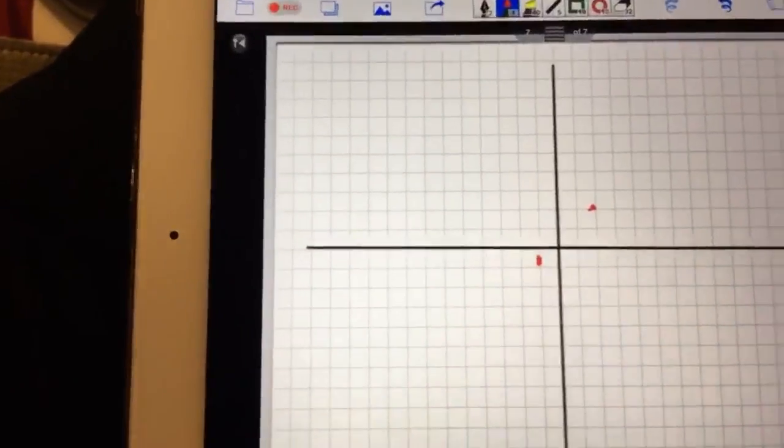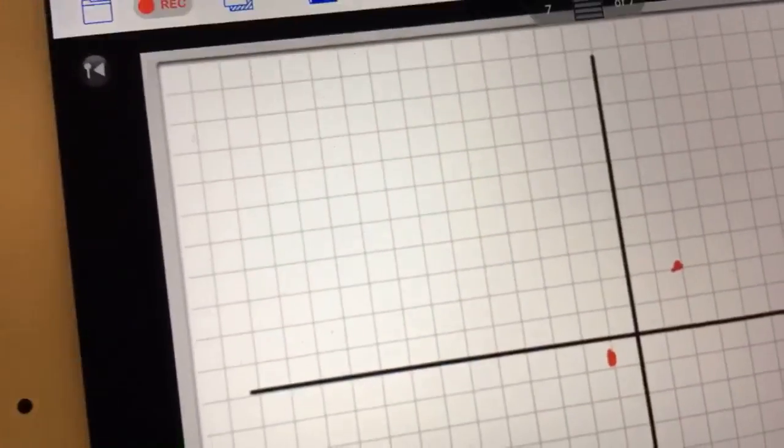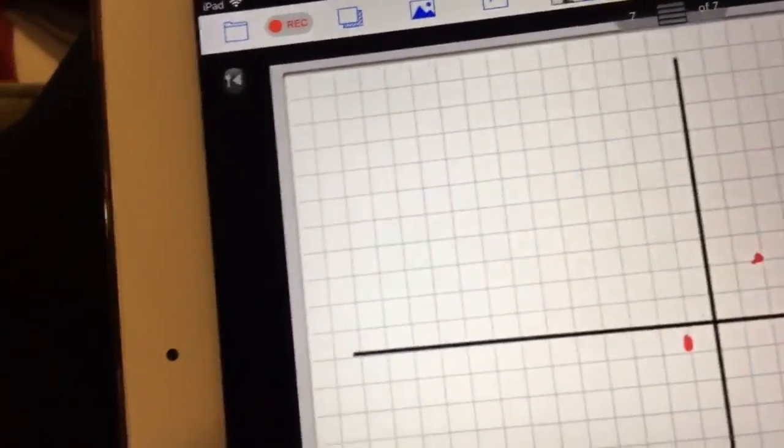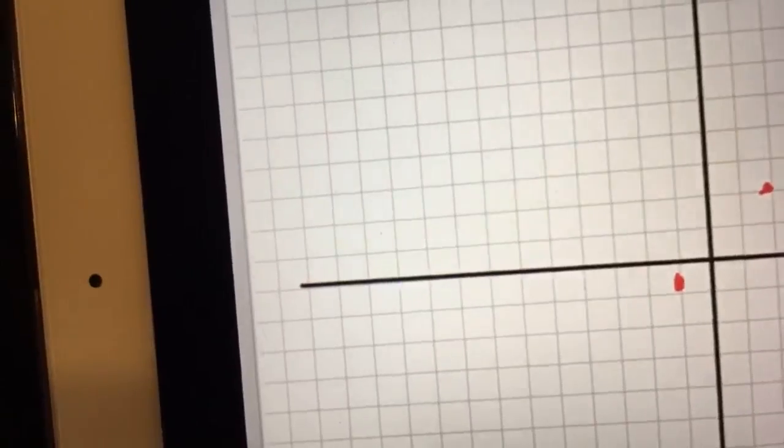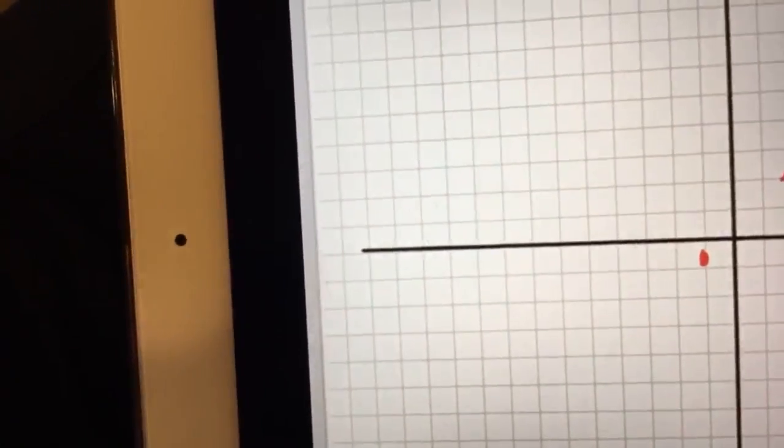So 2, 2, and -2, -1. Each unit represents a kilometer, and the area covered is 12 square kilometers.